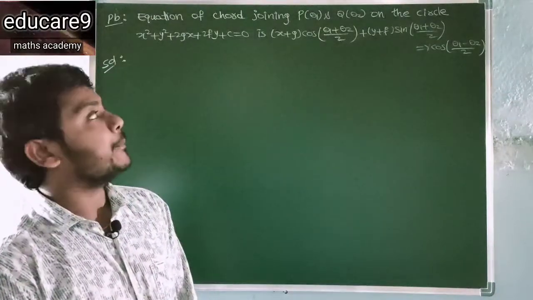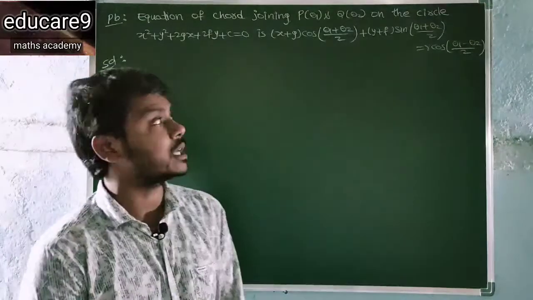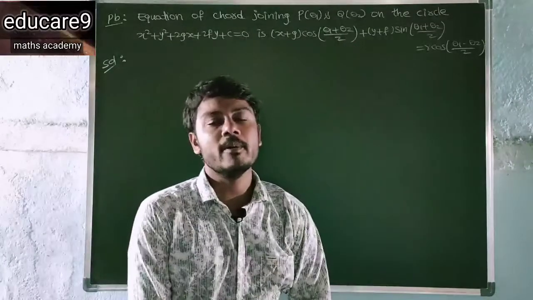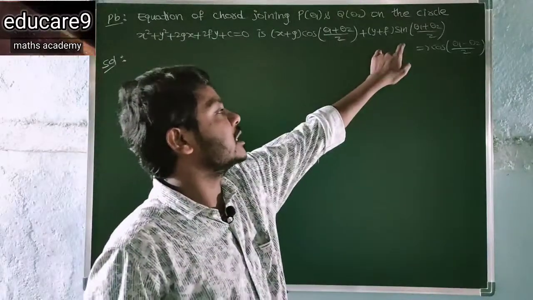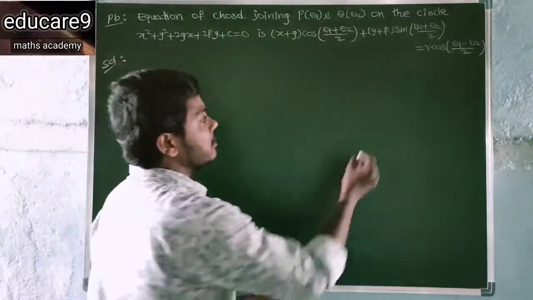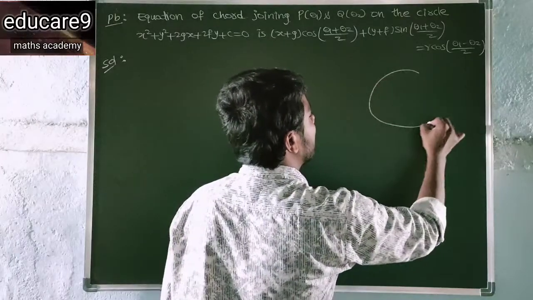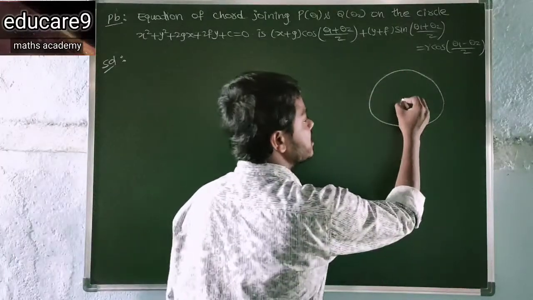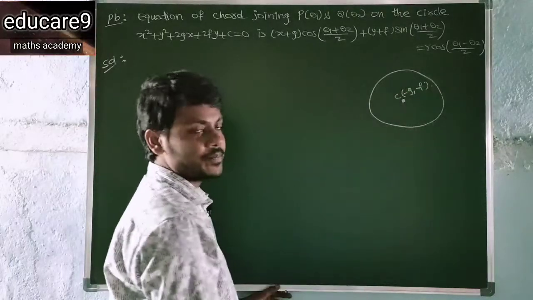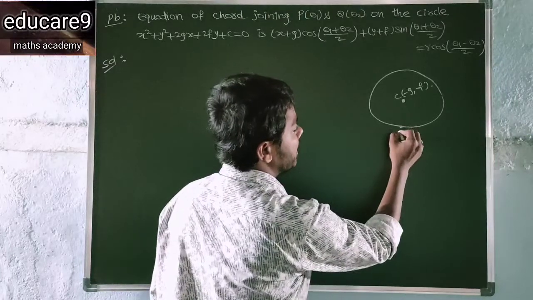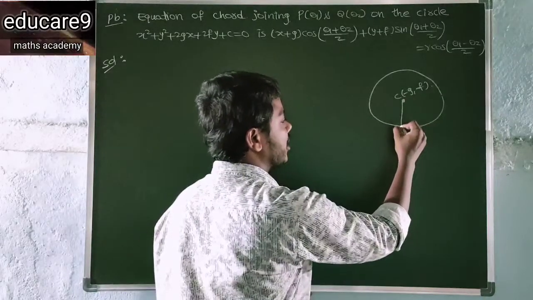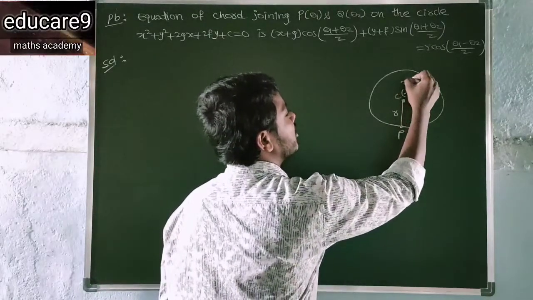The equation of the chord joining P of theta 1 and Q of theta 2 on this circle is x plus g cos of (theta 1 plus theta 2) by 2 plus y plus f sin of (theta 1 plus theta 2) by 2 equals r cos of (theta 1 minus theta 2) by 2. So see here, this is the given circle. This is the center of the circle, minus g comma minus f. Suppose P is any point on this circle. Now clearly CP distance is r. This is point x1, y1.